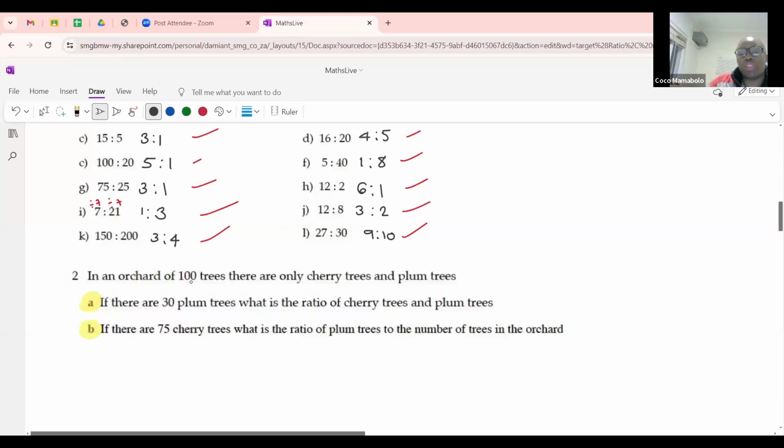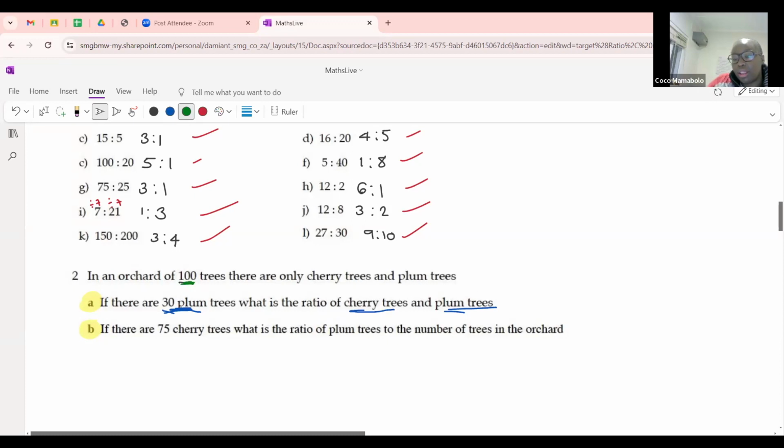All right, it says here, in an orchard of 100 trees, there are only cherry trees and plum trees. So they've already kind of given away the answer to this question, right? So in A, they say, if there are 30 plum trees, what is the ratio of cherry and plum? Now, remember, guys, when we talk about ratios, the order in which the sentence is written is the order in which our ratio needs to be written. All right, so over here, they want the ratio of cherry trees to plum trees. Now, we already know what the plum trees are. There are 30 of them. And if there are only 100 trees in the orchard, how many cherry trees does that give me?